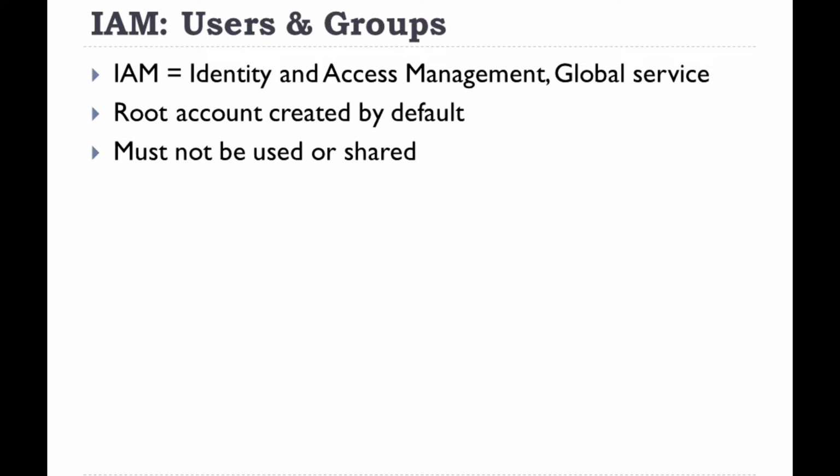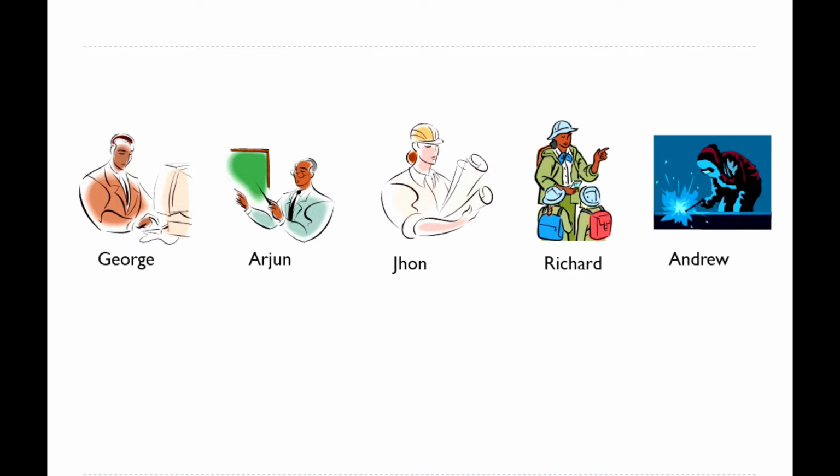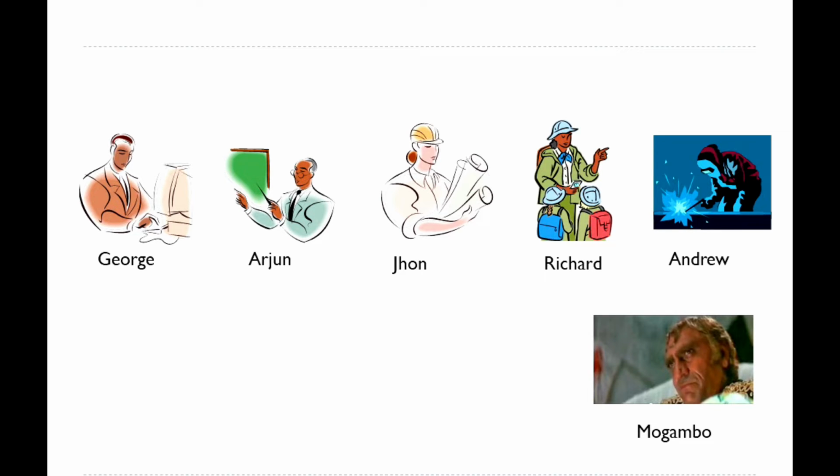What you should be doing instead is creating users. So you will create users in IAM, and one user represents one person within your organization. And the users can be grouped together if it makes sense. So let's take an example. We have an organization with 6 people: George, Arjun, John, Richard, Andrew, and Mo Gambo. So all these people are in your organization.